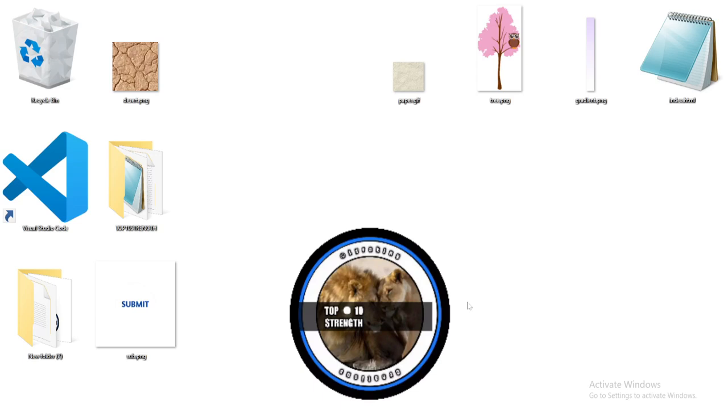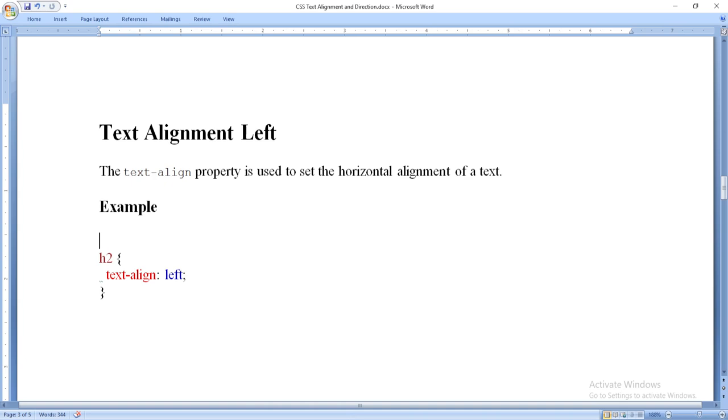Welcome back everyone. Quickly, let's continue our discussion on the CSS text-align property. Right now, we will be discussing CSS text-align left. The CSS text-align property is used to set the horizontal alignment of a text. So right now we are going to be setting the horizontal alignment of a text from the left side. I'm going to show you how this works.